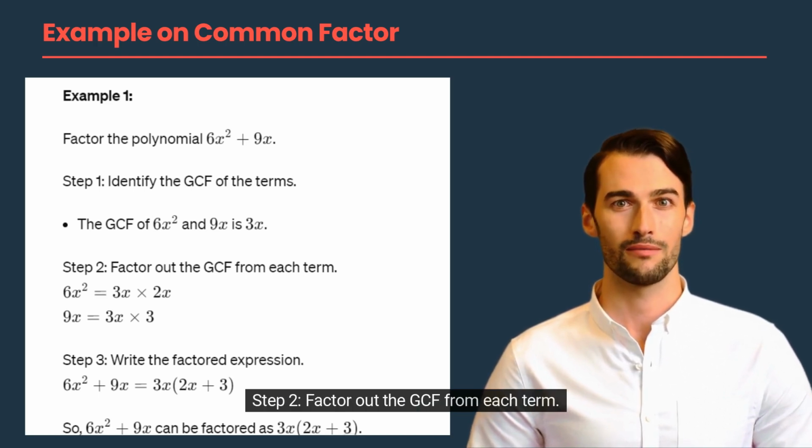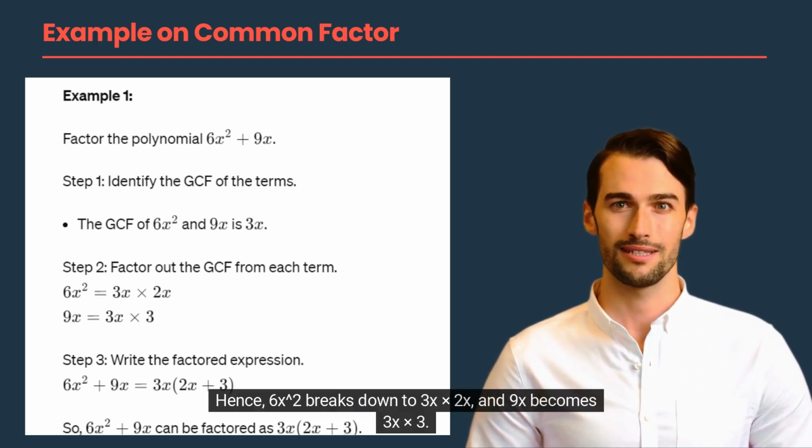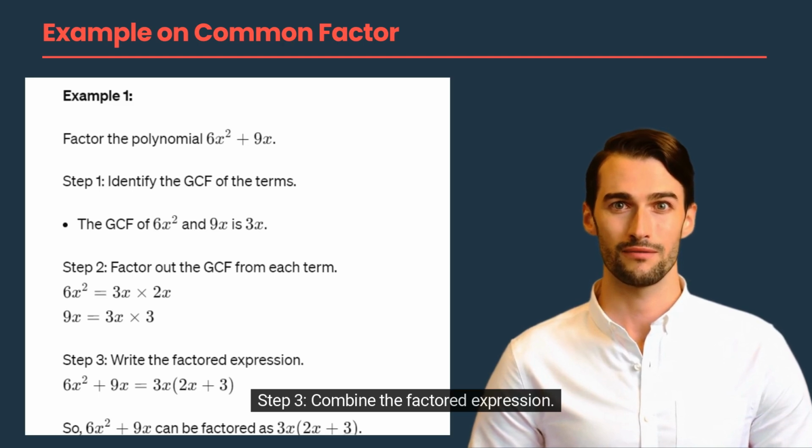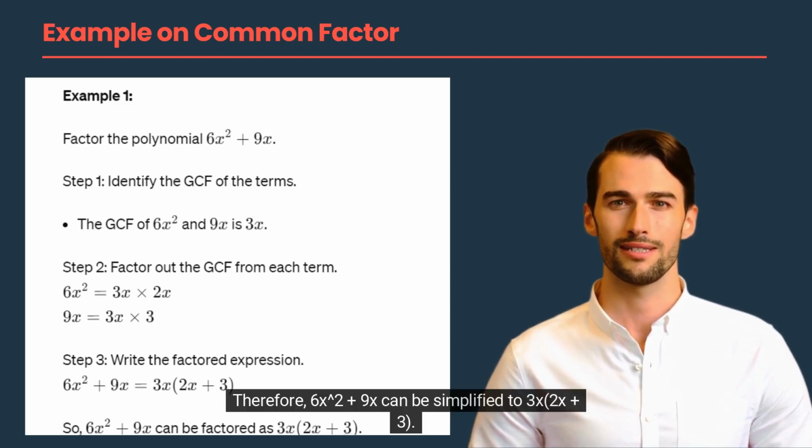Step 2. Factor out the GCF from each term. Hence, 6x² breaks down to 3x times 2x, and 9x becomes 3x times 3. Step 3. Combine the factored expression. Therefore, 6x² + 9x can be simplified to 3x(2x + 3).